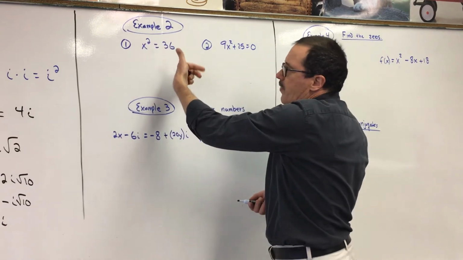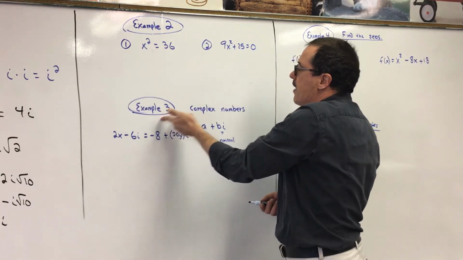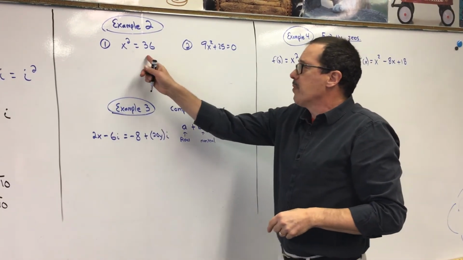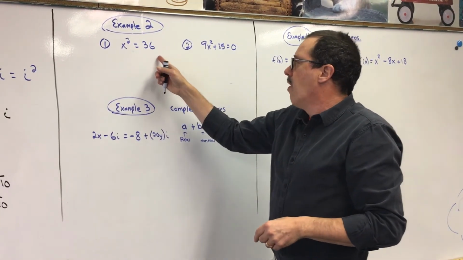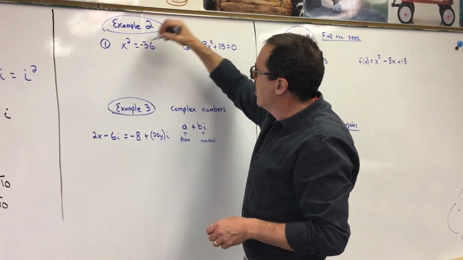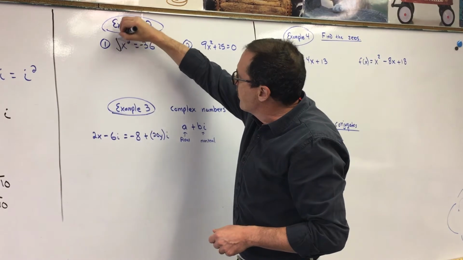So what I've done is gone through your homework, and I've set it up by example 2, example 3, example 4, and example 5. So example 2 would be to solve this equation. By the way, this should have been a negative right here, so I'll put a negative in there. So to do that, you would take the square root of both sides.